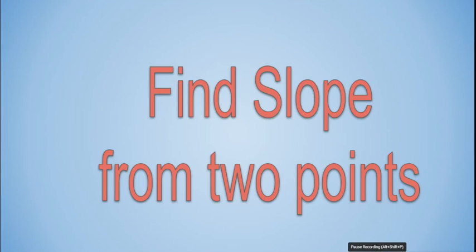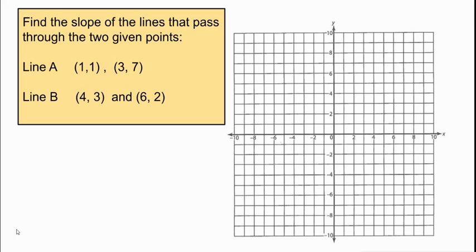In this video, we are going to find the slope when given 2 points for a line. Let's take a look at the problem. Find the slope of the lines that pass through the 2 given points. We have a line A and a line B, so let's start with line A.